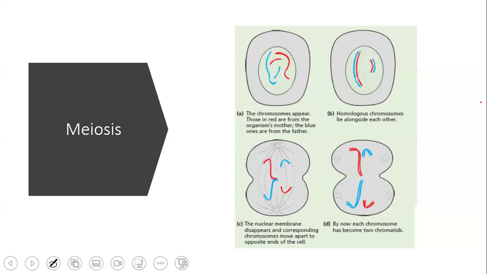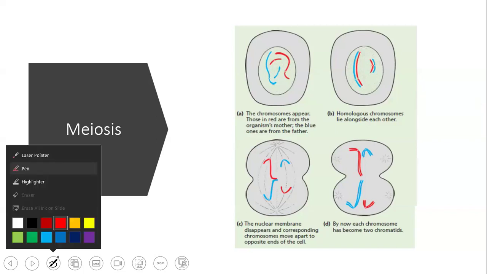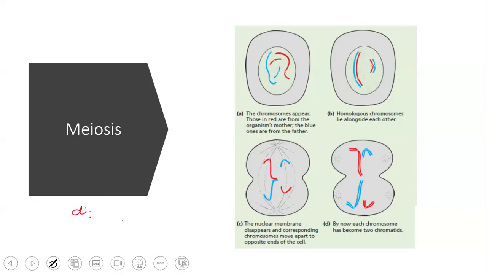In meiosis, what happens is, remember how I was emphasizing in mitosis, the number of chromosomes remain constant. That's not true for meiosis. In meiosis, the number of chromosomes become half, meaning that we go from a diploid. Diploid was when you had two pair of chromosomes, right? So you go from being diploid to being haploid, only having half the number of chromosomes. That is meiosis. So in meiosis, the number of chromosomes are reduced by half.